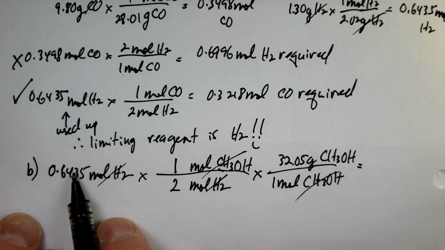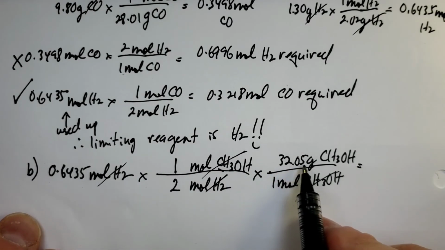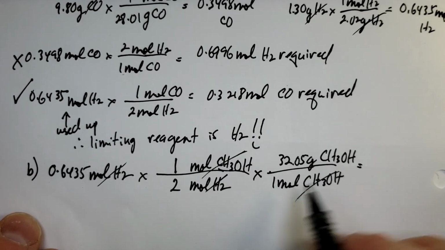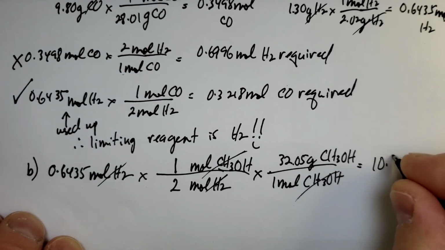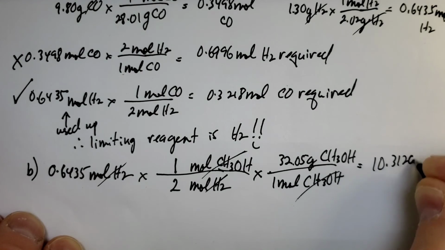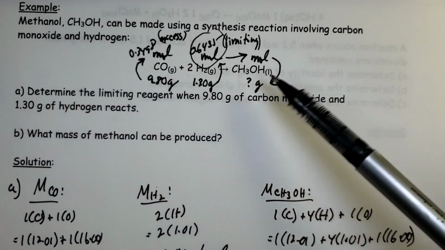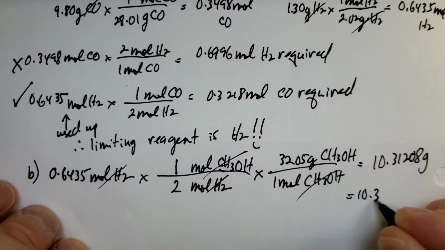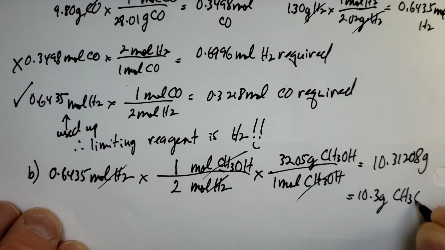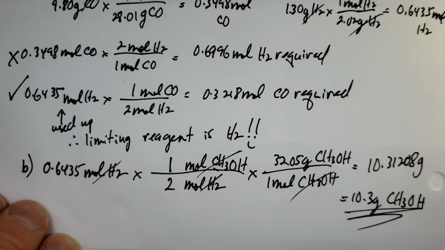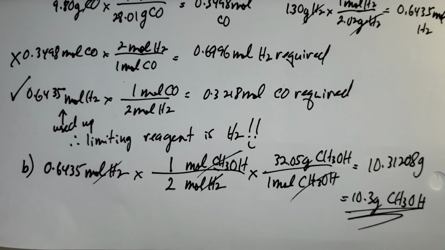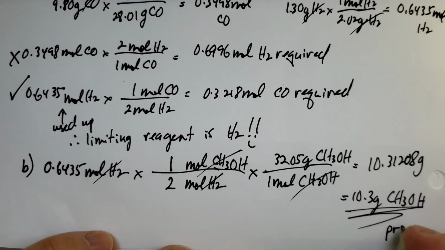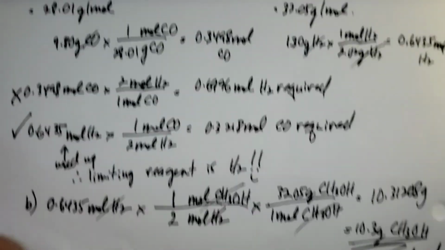So when you type that all in, 0.6435 times 1 times 32.05 divided by 2. Don't have to worry about that one. I think we get 10.31208 grams. If you look at our original question, 3 sigs, 3 sigs. So we'll round that off to 3 sigs. So 10.3 grams of methanol produced. So hopefully you didn't run out of room in that, because that's quite a lot there.